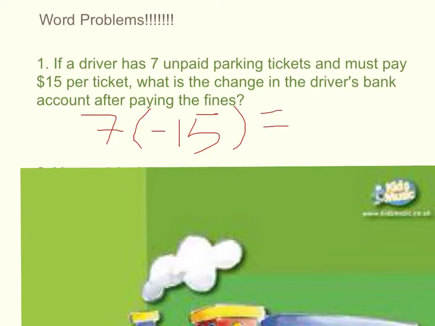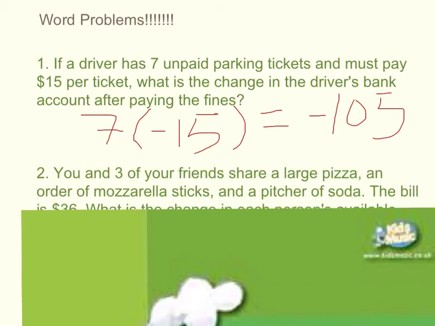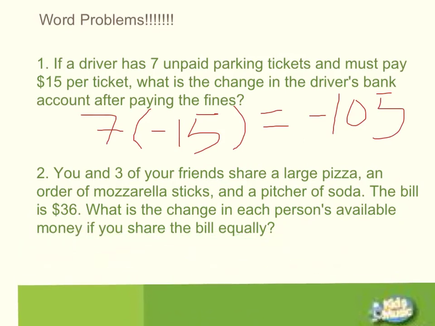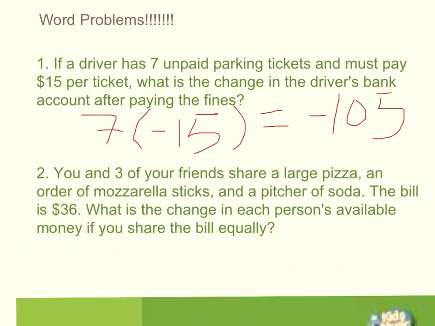A positive times a negative is a negative, and 7 times 15 can be solved easily by breaking it down into 7 times 10 plus 7 times 5. 7 times 10 is 70. 7 times 5 is 35. 70 plus 35 is 105. Therefore, the change to the driver's bank account is minus $105. Now I'd like you to take a moment to pause the video, write the first example down in your notes, and try the second example on your own.